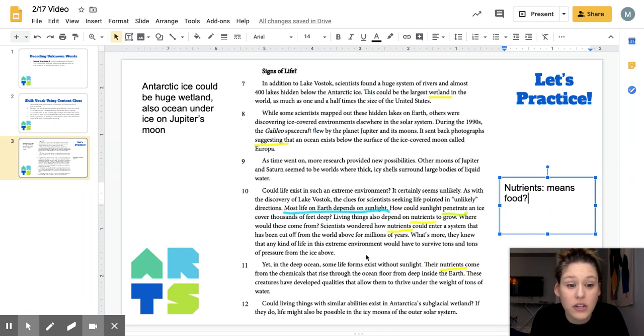Scientists wondered how food could enter a system that has been cut off from the world above for millions of years. Also makes sense. What's more, they knew that any kind of life in this extreme environment would have to survive tons and tons of pressure from the ice above. That makes sense in both these contexts. Let's read this next sentence at line 11 to double check us. Yet in the deep ocean, some life forms exist without sunlight. Their nutrients, or their food, comes from the chemicals that rise up through the ocean floor from deep inside the earth. That still makes sense, which means that we can replace this question mark with a period. And we have now figured out what that context clue is.